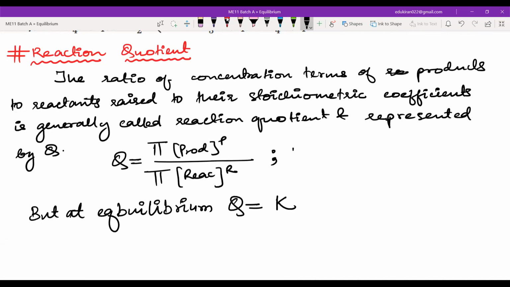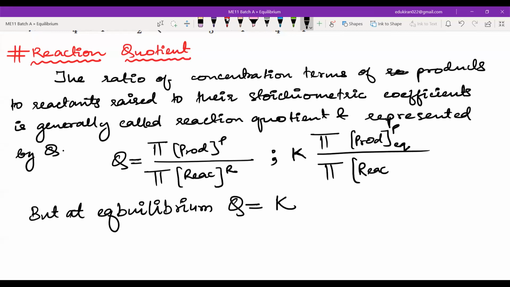So if I want to write K now, a better way of writing K would be the concentration of products at equilibrium raised to their power, and the product of reactants at equilibrium raised to their stoichiometric coefficients. You understand the difference, guys? Yes or no? So anywhere you are not at equilibrium, that means it is Q. If you are at equilibrium, then Q becomes K. Okay, so write this down. Then we will write the applications of equilibrium constant.